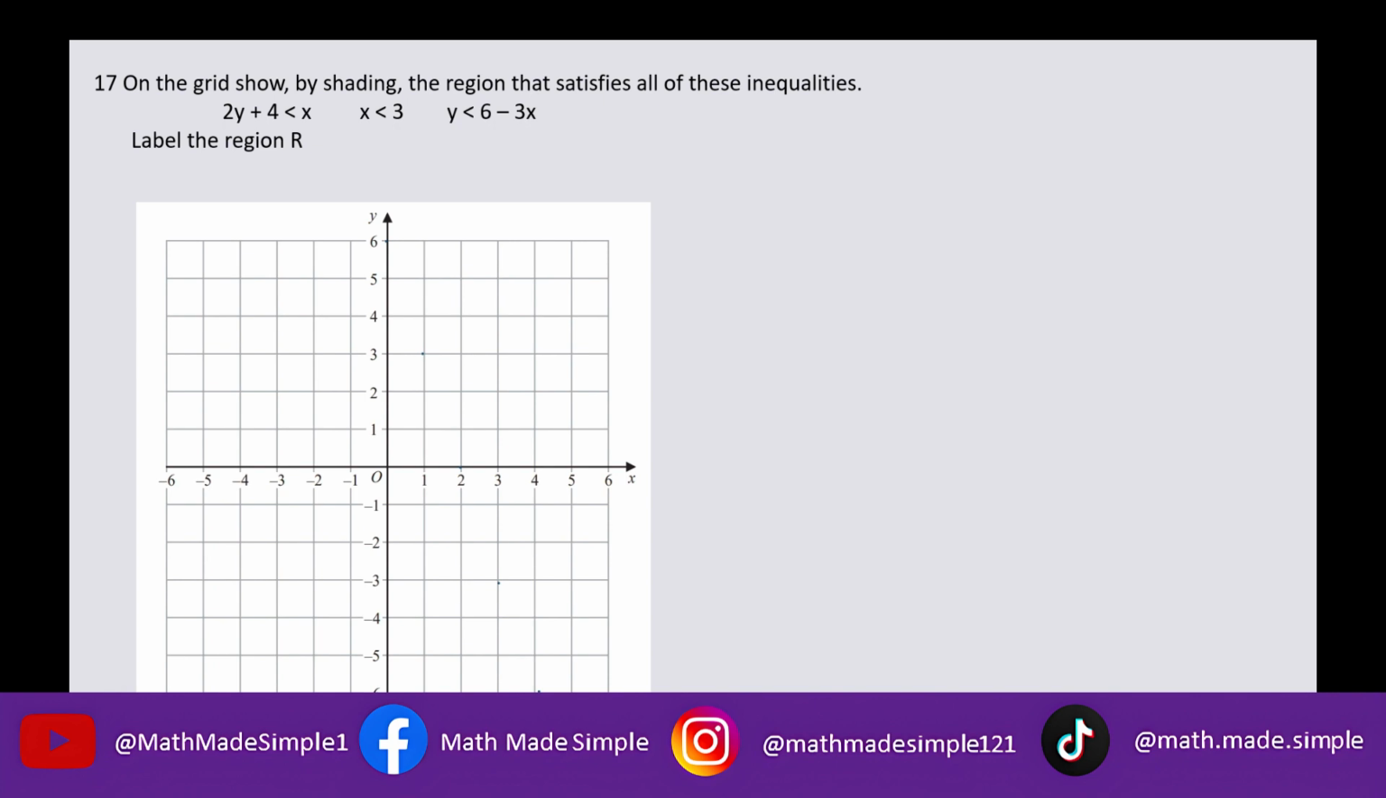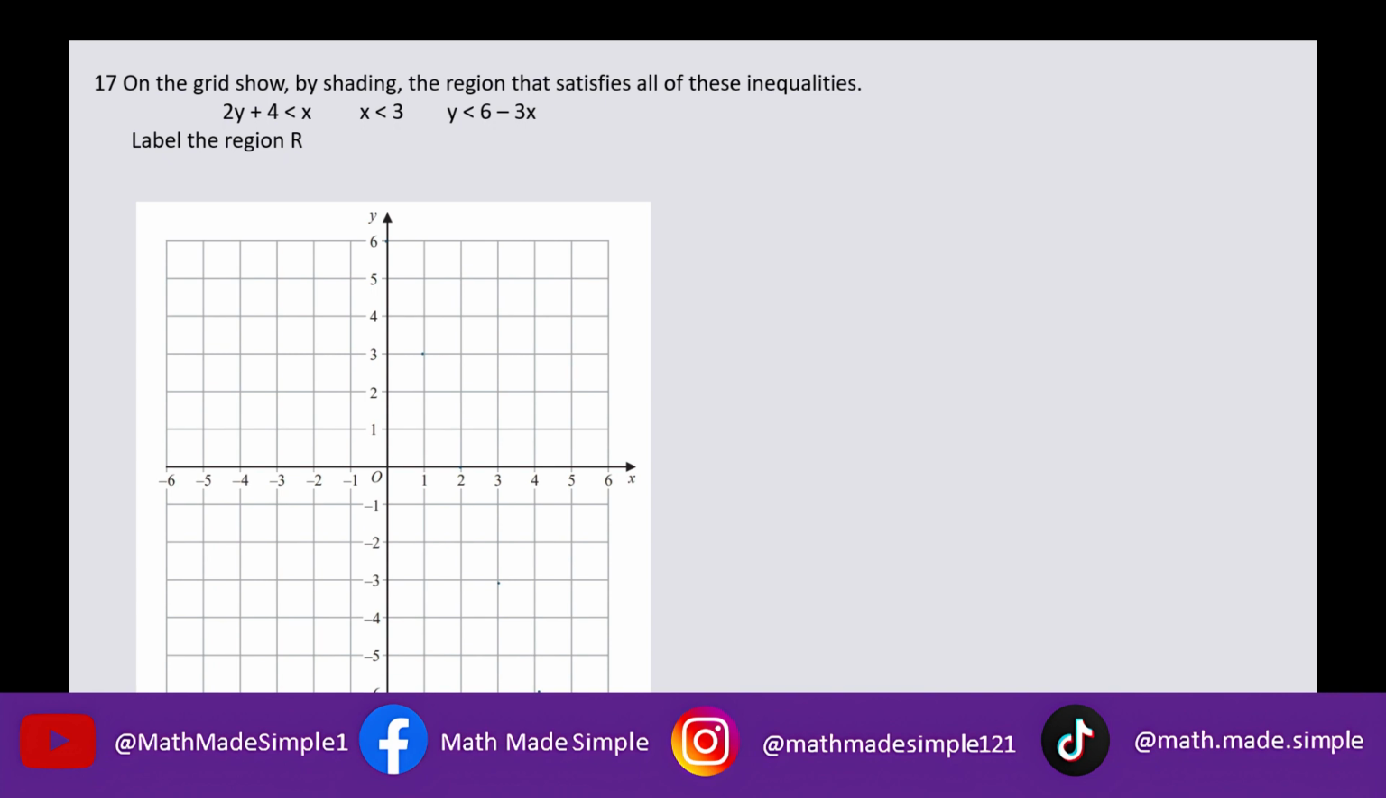On the grid, show by shading the region that satisfies all these inequalities. So that is 2y + 4 < x, x < 3, y < 6 - 3x. Label the region R.